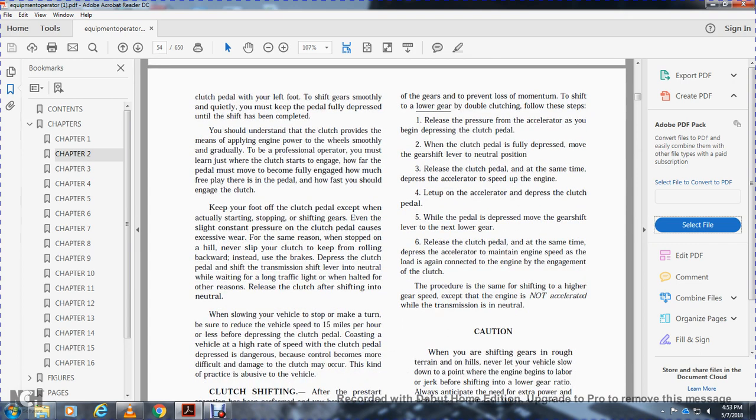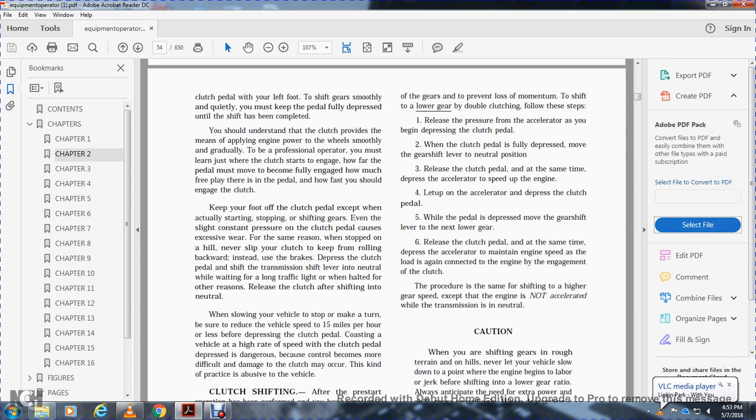You must understand that the clutch provides the means of applying engine power to the wheels smoothly and gradually. As a professional operator, you must learn where the clutch starts to engage, how far the pedal must move to become fully engaged, the free play of the pedal, and how fast you should engage the clutch. Keep your foot off the clutch pedal except when actually starting the vehicle and shifting gears, because even slight constant pressure on the clutch pedal causes excessive wear. The same applies when stopped on a hill.